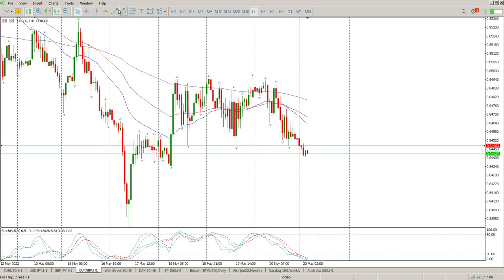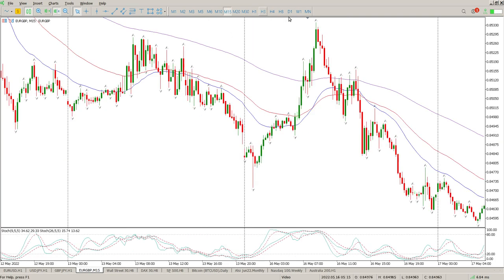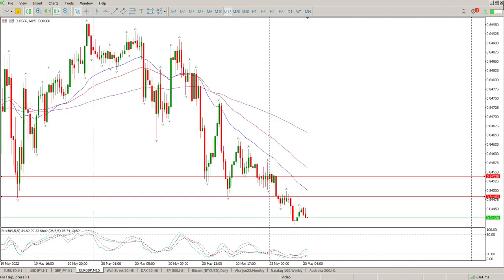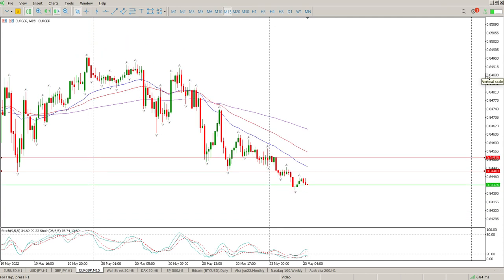So we're looking for a pullback onto some form of structure, and the best structure that I can see at the moment is between 0.84538 and 0.84483. Problem with that is I don't think that's going to bring the oscillators up into anything that's worth looking at today. So I think you're probably going to find this thing just drifts, not going to give you much opportunity to get in.